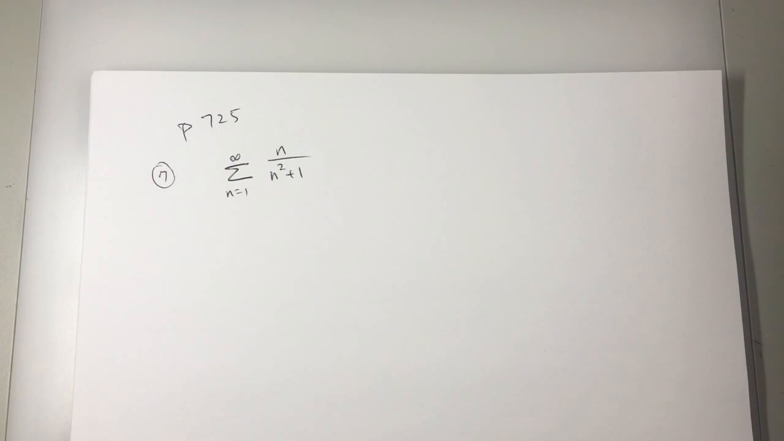I can use one of the comparison tests. Compare it to what? 1 over n. If you don't mind, I'm going to work this one with the comparison test, or one of the comparison tests, because it's going to be much more efficient. So I'm looking at number 7. The integral test is the furthest thing from my mind when I see this problem.